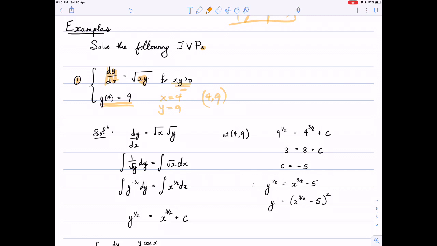So how do we solve this? We are looking for the function y. We want to know y is what? So we are going to separate this, like the name says, separable differential equations.